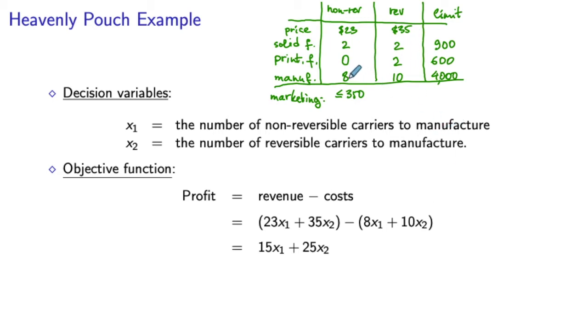The only cost that we encounter would be $8 per unit of non-reversible carriers in manufacturing costs and $10 per unit of reversible carriers in manufacturing costs. This totals to 8 times x1 plus 10 times x2 in manufacturing costs for the whole collection, and we subtract this from the revenue in order to find profit, and we see that our profit now is 15 times x1 plus 25 times x2, so this is going to be our objective.